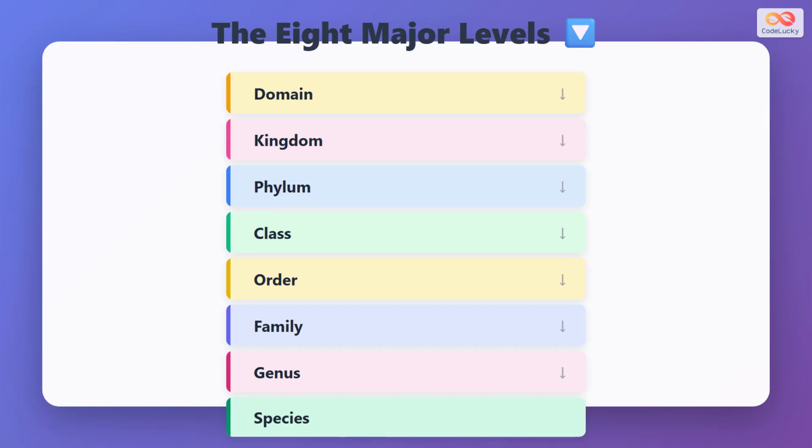The taxonomic hierarchy consists of 8 major levels, arranged from broadest to most specific. Starting at the top, we have domain, which is the most inclusive category. Moving down, we have kingdom, then phylum, class, order, family, genus, and finally species at the bottom, which is the most specific level. Each level down represents organisms that share more characteristics and are more closely related to each other. As we move from domain to species, the groups become smaller and more specific, containing fewer organisms but with more shared traits.